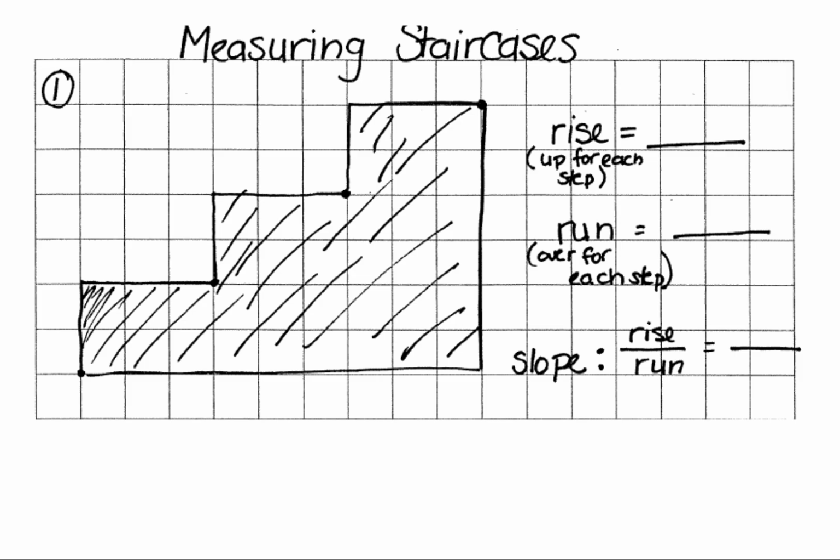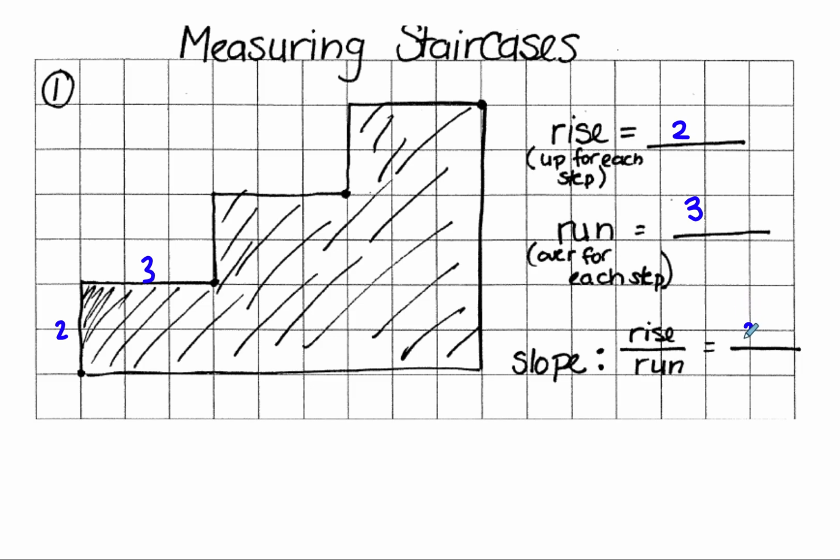When we are doing slope for a line, we're going to start with our stairs and we're going to measure two things called rise and run. Rise is how far up for each step, and run is how far over for each step. So if we start by looking at these stairs here, for each one, we go up 2 and over 3. Same thing here, up 2, over 3, up 2, over 3. So our rise, how far up, is 2. How far over is 3.